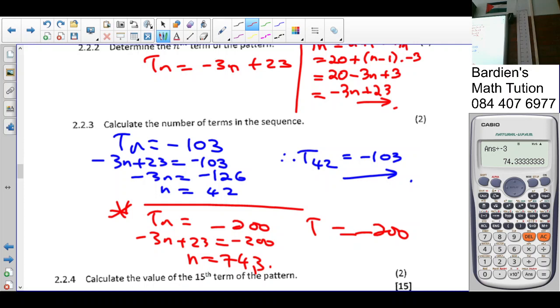Like, obviously, there's a term 74 somewhere. There we go. That is what I want to hear. Term 74. What is that equal to? Now we're going to put 74 in here. Work out T74. What do we get? Negative 199. What would term 75 have been?